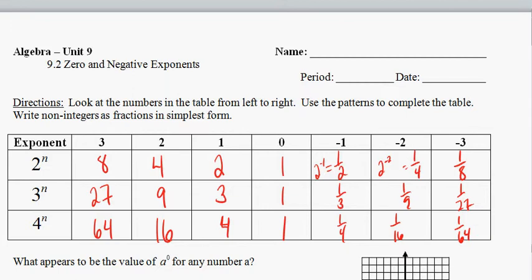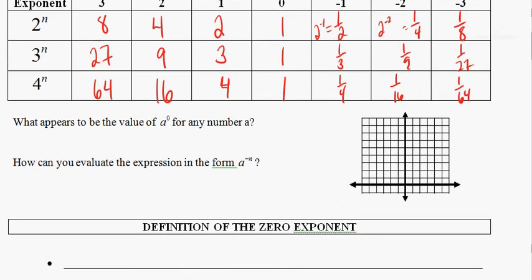So this chart helps us realize a few of the patterns that we're going to be taking a look at today. So what appears to be the value of a to the 0 for any number a? It is 1. Now there is one stipulation on this, and that is a cannot equal 0. To evaluate an expression in the form a to the negative n, we end up taking the reciprocal. Anytime we have a negative exponent, it does not make the number positive or negative, it just takes the reciprocal. So you get 1 over a to the n.